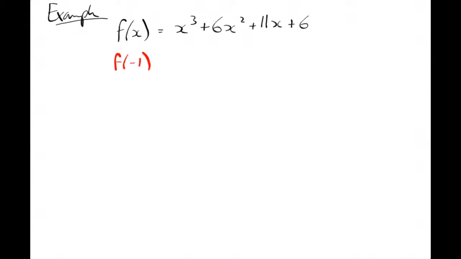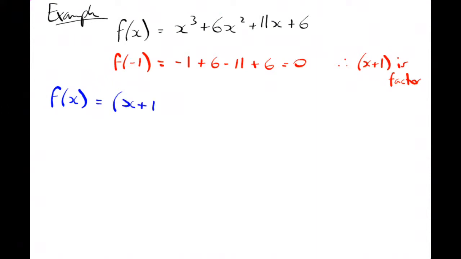I'll try minus 1. So that gives me minus 1 plus 6 minus 11 plus 6. Add all of them up, it equals 0. Therefore, x plus 1 is a factor. If x plus 1 is a factor, it means that I can put it into 2 brackets. Again, the first and last terms are nice and easy.